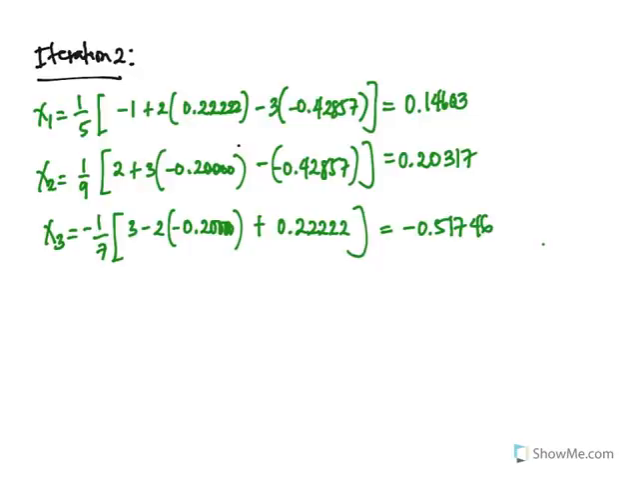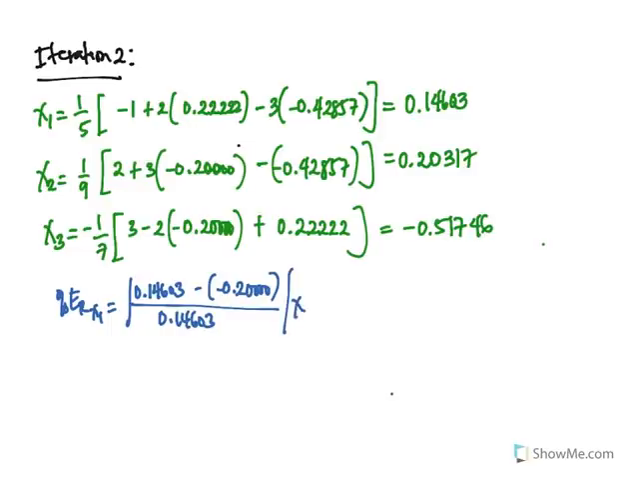So, we can now solve for the relative error. When we solve the relative error, it is with respect to each of the unknowns. Since we have three unknowns, we have a relative error with respect to x1, x2, and x3. Relative error for x1, same as always: present minus previous over present estimate. 0.14603 minus negative 0.2 over 0.14603 times 100. So, we have here 236.95%.